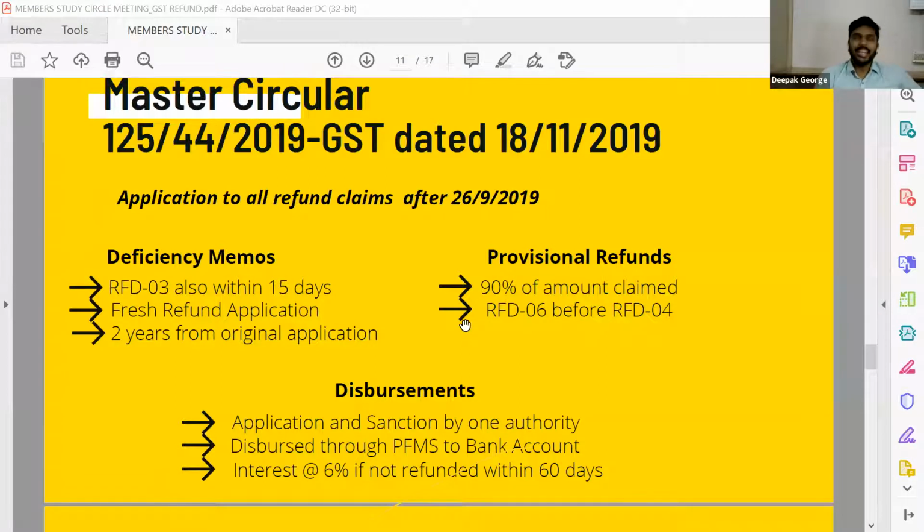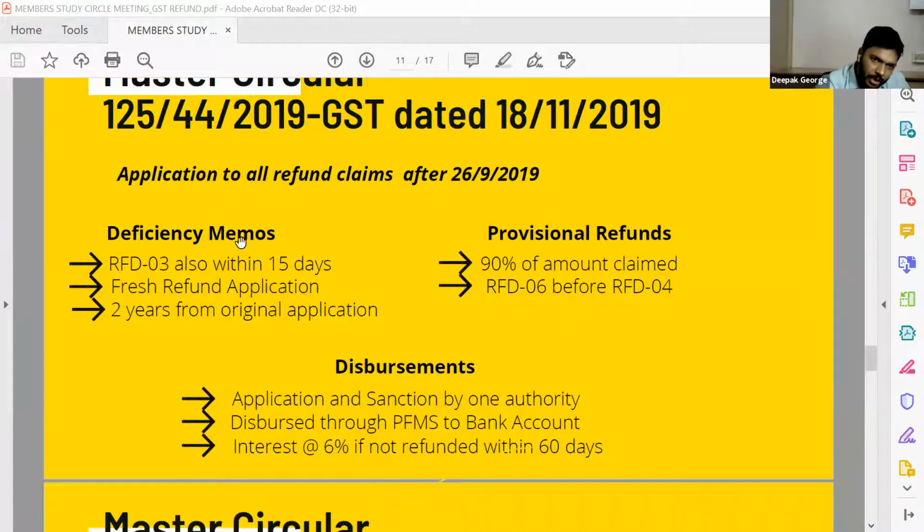So, the circular dated 18th of November 2019, a very famous circular. In fact, it's widely discussed by all the experts on YouTube and in a lot of forums and study circles and all that. So this circular has a lot of headings, a lot of segments. I've tried to bring out the important sections, restricting to zero rated supplies. Yes, this circular talks about deficiency memos.